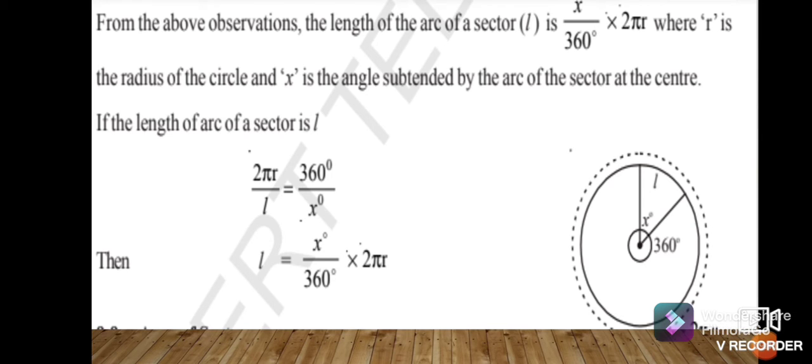Okay, children. Here x degrees is a part of 360, and it is proportional to 2 pi r by L. 2 pi r by L is again part of 2 pi r. So there exists a proportionality between the lengths and the angles. That means there exists a relation between the length of the arc of a sector and the angle of a sector. Okay, children, I hope you understand this topic very well. Then we will write it as L is equal to x by 360 into 2 pi r.